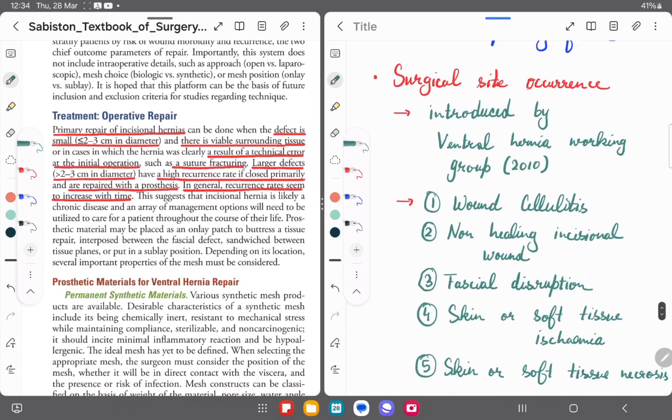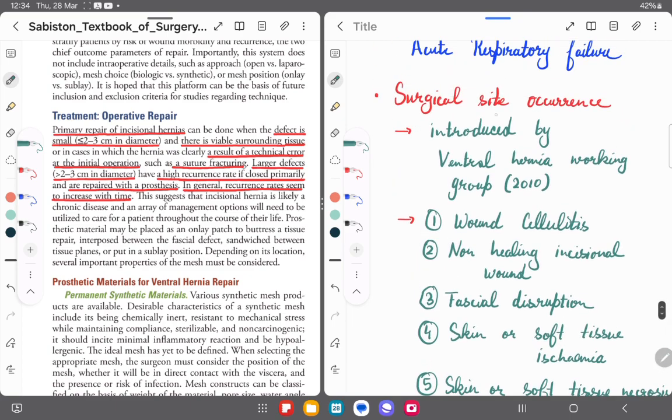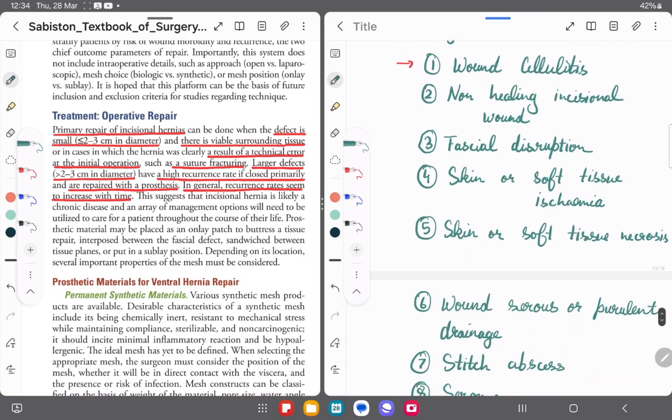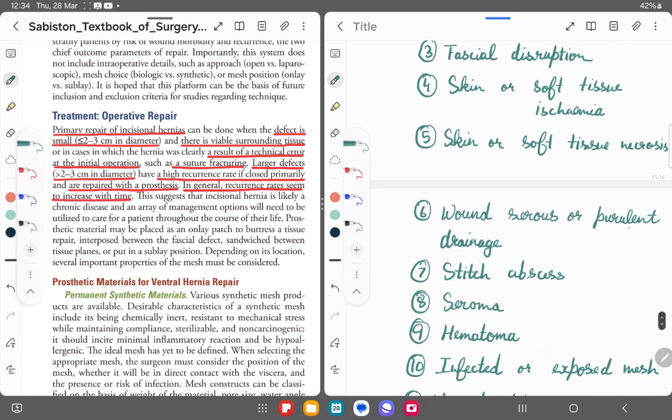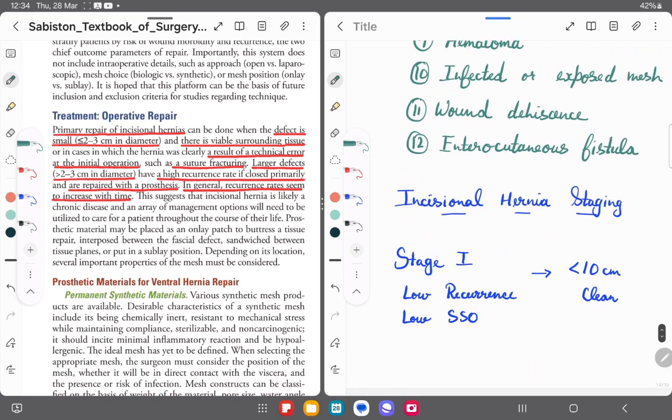Now there is a new term called surgical site occurrence, which was introduced by the Ventral Hernia Working Group in 2010. The Ventral Hernia Group was people who were interested in abdominal wall reconstruction, such as general surgeons, laparoscopic surgeons and plastic surgeons. So this term surgical site occurrence encompasses several entities such as wound cellulitis, non-healing incisional wound, fissure disruption, skin or soft tissue ischemia, skin or soft tissue necrosis, wound serous or purulent drainage, stitch abscess, seroma, hematoma, infected or exposed mesh, wound dehiscence, enterocutaneous fistula.